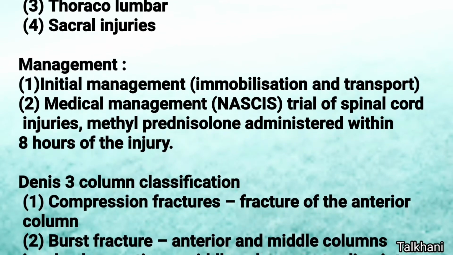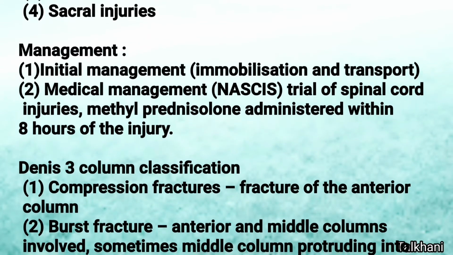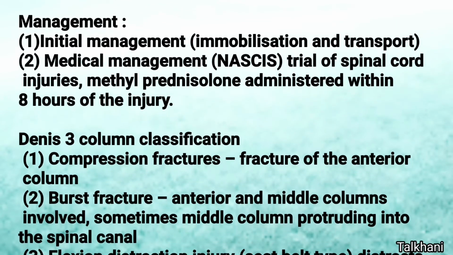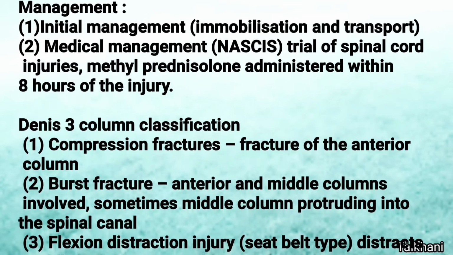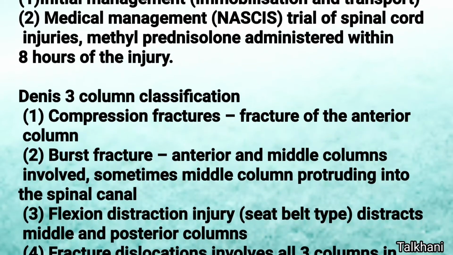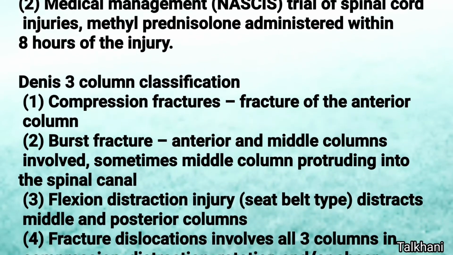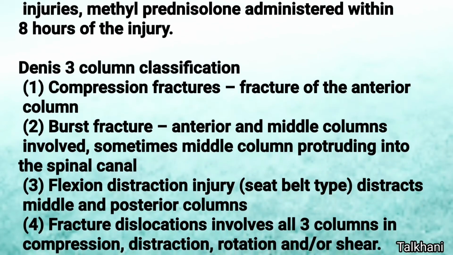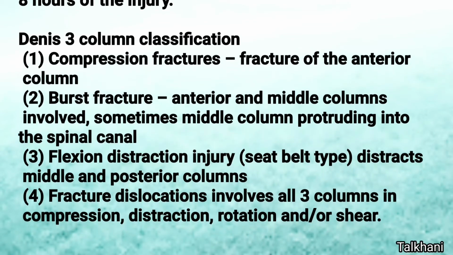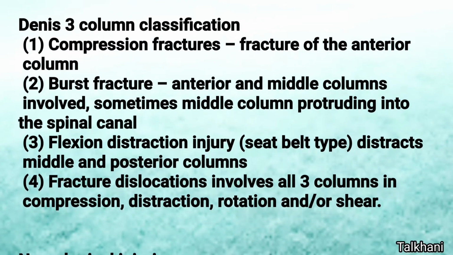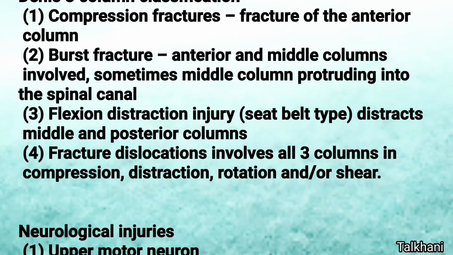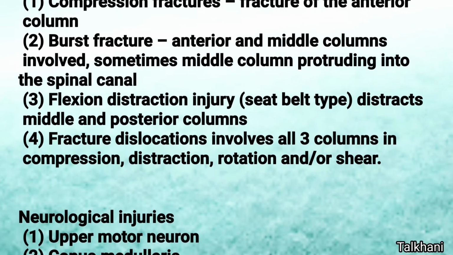Denis has described 3 columns, and the classification based on these 3 columns is: number 1, compression fracture is the fracture of the anterior column. Number 2, burst fracture when anterior and middle columns are involved, sometimes with middle column encroaching and protruding into the spinal canal. Number 3, flexion distraction injury or seat belt injury distracts middle and posterior columns. Number 4, fracture dislocation involves all three columns in compression, distraction, rotation and or shear.